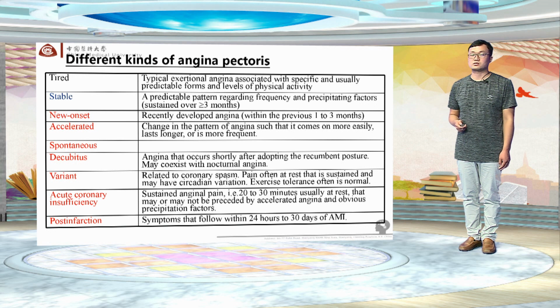This table shows the different kinds of angina pectoris. We can find the stable ones and a series of unstable ones.